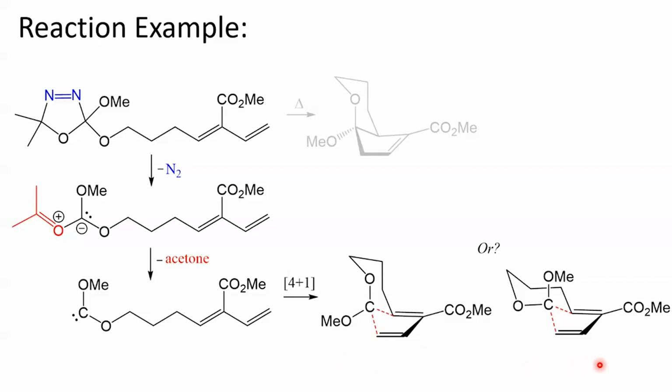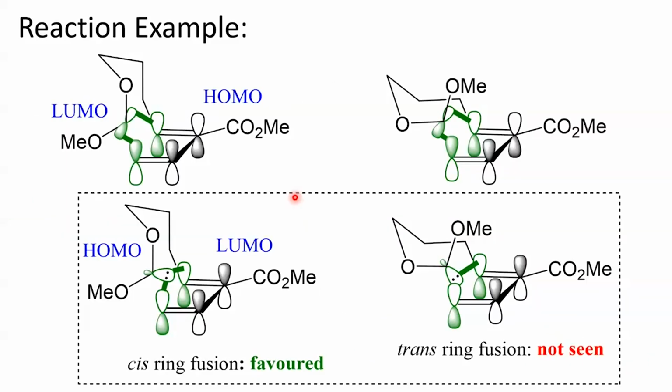And the reason for that probably comes down to the sterics of the transition state. So drawing out this chain, we can see that the methoxy group is situated kind of equatorial, so placed away from the transition state, whereas on the other side, the methoxy group is kind of axial to the transition state. Here I've included the LUMO and the HOMO orbitals of both potential products. And we can see on the left-hand side, there are favourable interactions where we have this cis conformation of the methoxy group, whereas we don't see this trans conformation of the methoxy group, implying that it's not favoured.